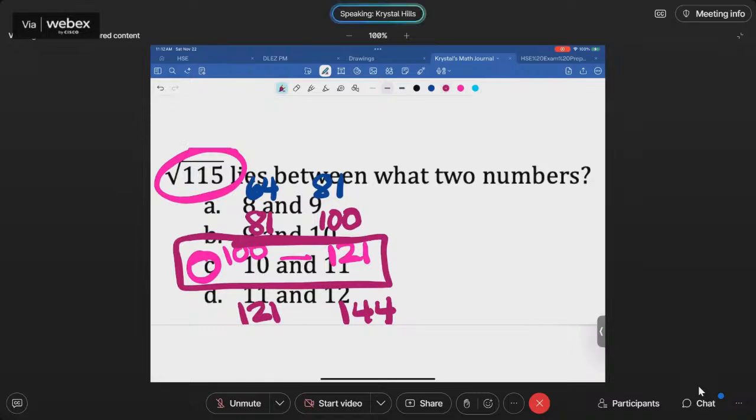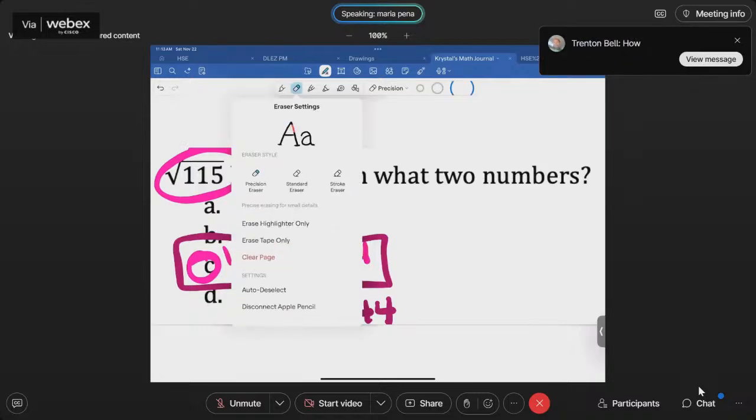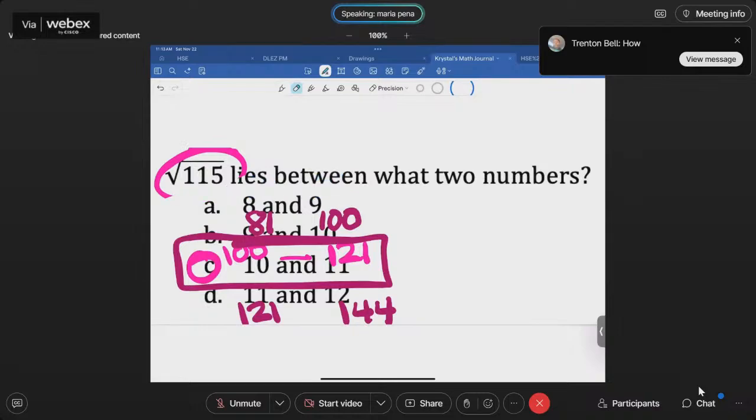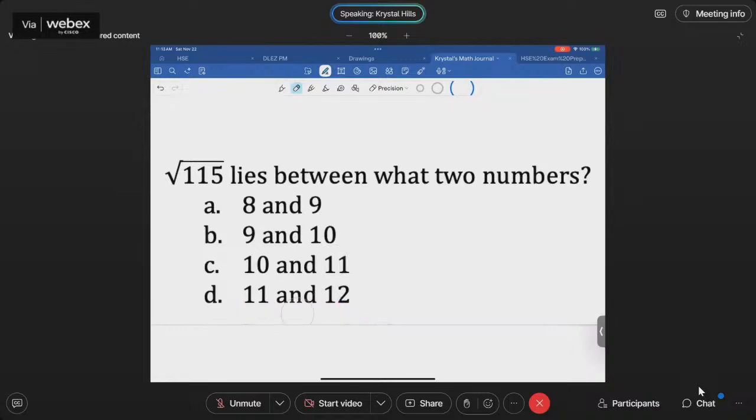Are there any questions how we got this answer? So to get these answers, okay, I understand that 8 and 9 lie between 64 and 81, but are you doing like 8 times 8? Yes, I am, because squaring is the opposite of square root. Okay. So 8 times 8 is 64.